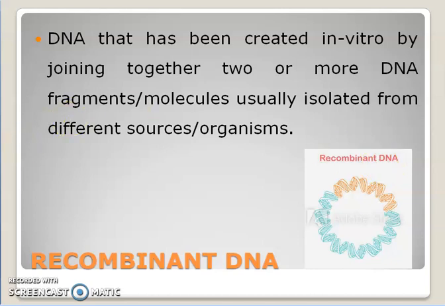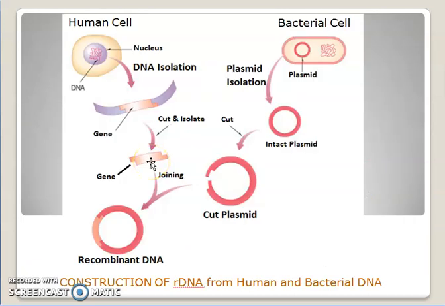So to understand the concept of recombinant DNA further, we can concentrate on this diagram. What has been displayed? It is a construction of recombinant DNA from human and bacterial DNA. See, there are two organisms. One is human and the other one is bacterium. One DNA is coming from human and one DNA is coming from bacterium, and they both are being joined to produce what kind of DNA? That we are talking about, that is recombinant DNA.